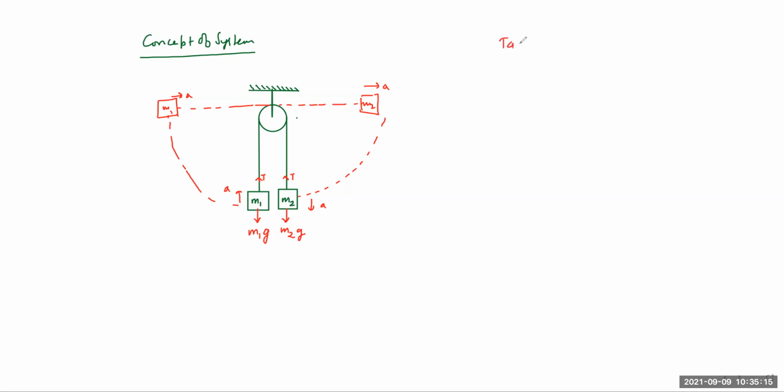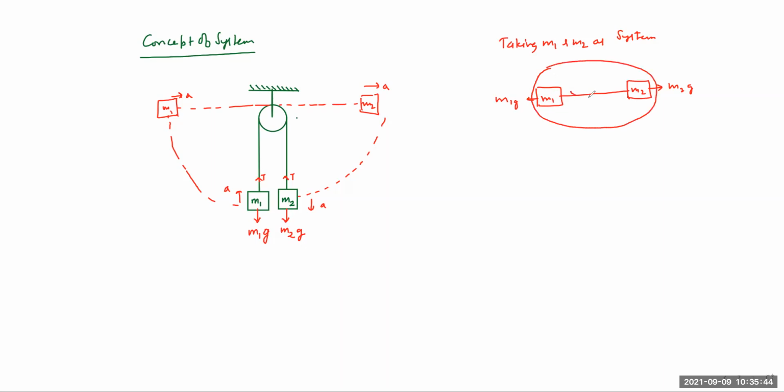taking M1, M2 as system, we have to only look for the pull forces, and we must ignore the internal forces because this is the system. So this is pulled by M2G and this is pulled by M1G. And because this is my system, tension becomes the internal effect or force.